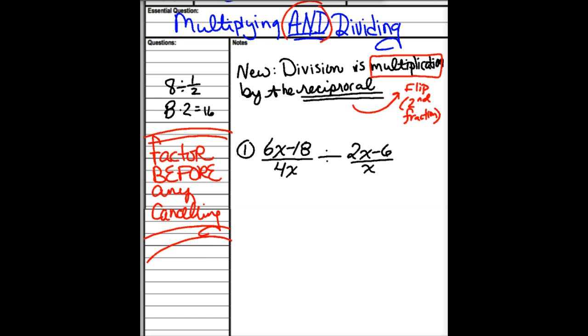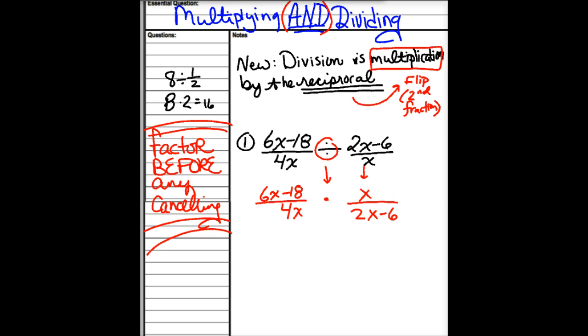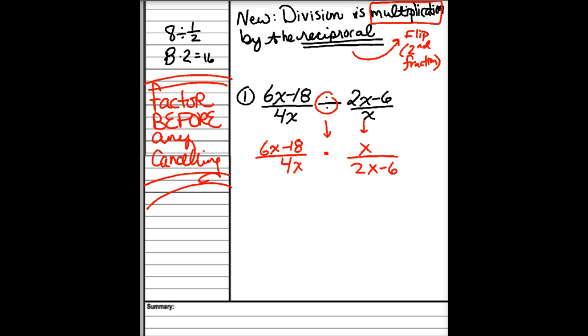So the first thing we do is change this to multiplication, and we're going to multiply by the reciprocal, or the flip, of the second fraction. The first fraction remains unchanged. So really all I do initially is change my division problem to a multiplication problem. Now it's just like the last section. I don't start slashing at these 6's. They do not go, because that 6 is glued to the x, which is glued to a minus 18. It's all one big factor.